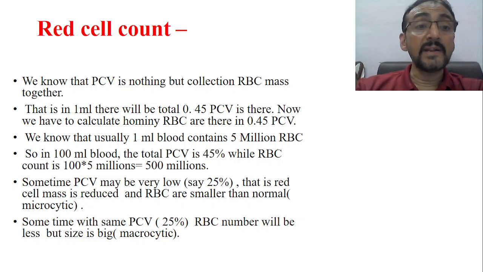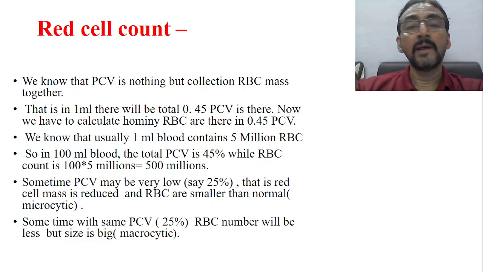So in 100 ml of the blood, कुल मिला के हमने कितना लिया? 100 ml blood लिया था ना. 100 ml of the blood, तो PCV is 45%. That means total RBC जो है 100 ml blood में कितना है, वो 45% है, PCV है, नीचे collect हुआ है.